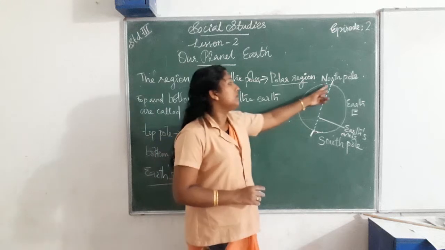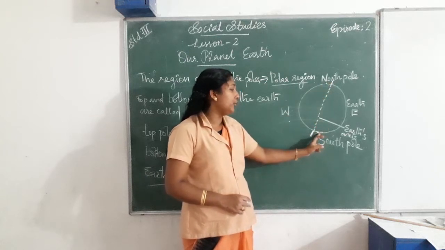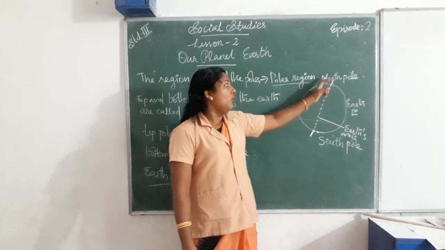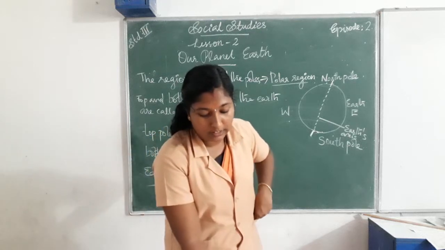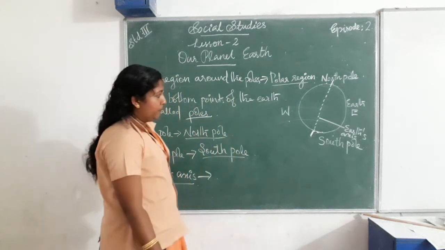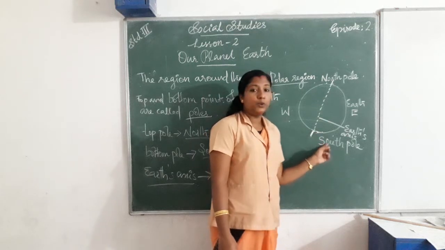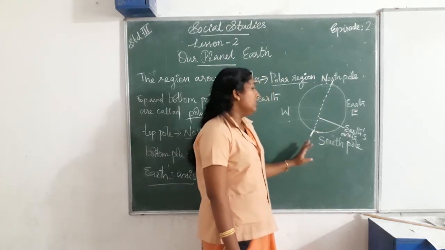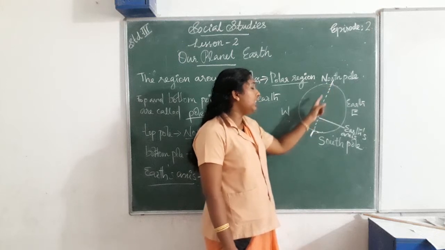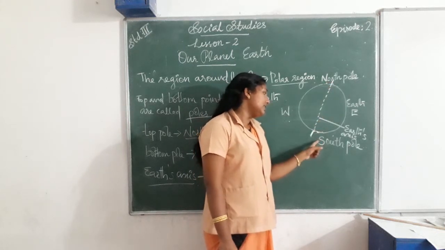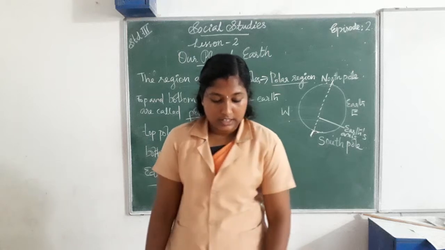Then we discussed poles. The two points on the top and the bottom of the Earth are called poles. The pole on the top of the Earth is called North Pole. The pole on the bottom of the Earth is called South Pole. Then an imaginary line passing through the Earth and joining the two poles, North Pole and South Pole, is called Earth's axis.